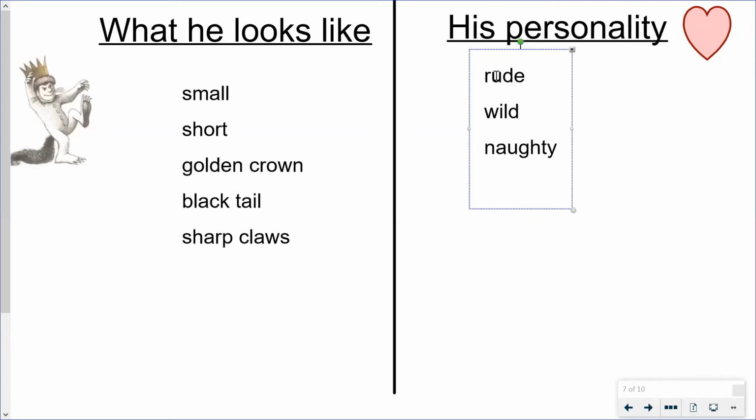At some point, when his mom sent him to his bedroom, how did he feel? How did he look? He was upset. Well done. He was upset. But then when he came back and saw his food waiting for him, I think he was a bit grateful. So I'm going to write grateful for having a nice supper ready for him. Can you think of any more adjectives to describe Max's personality?